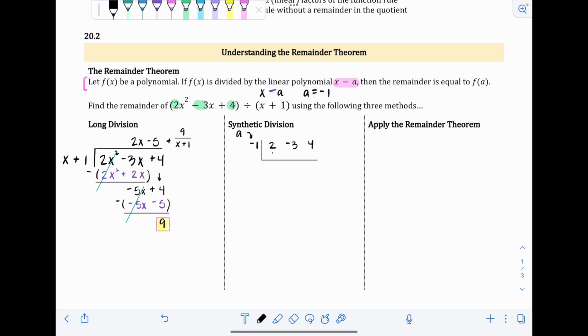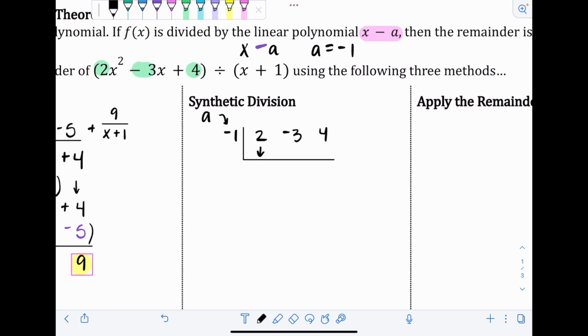And then for synthetic, the first step is to always bring down the first number. And then I take that number and I multiply it by my a value, so 2 times -1 is -2, and that goes here. Synthetic's a little bit different in that we don't subtract the columns, we add the columns. So we would do -3 plus -2, which is -5.